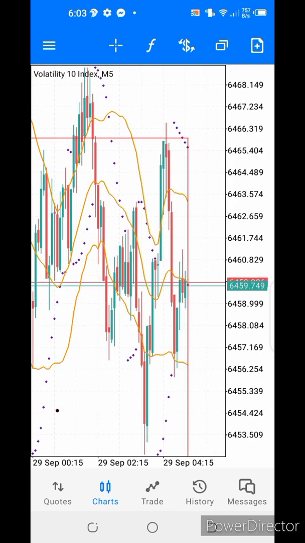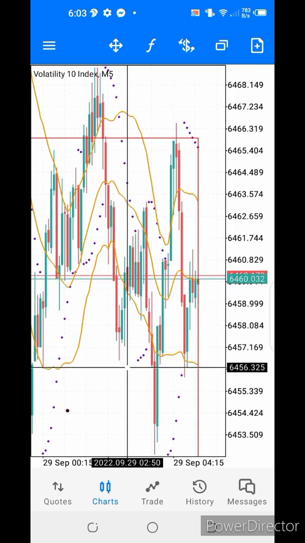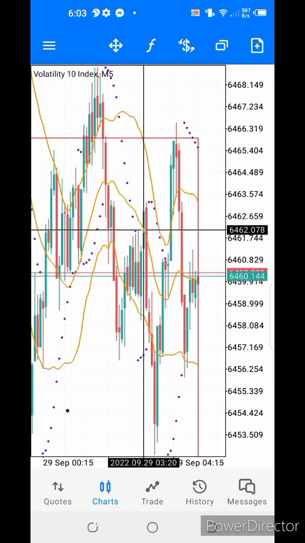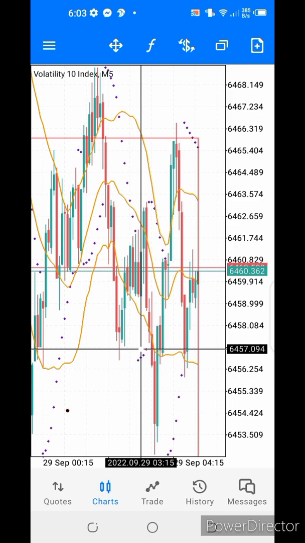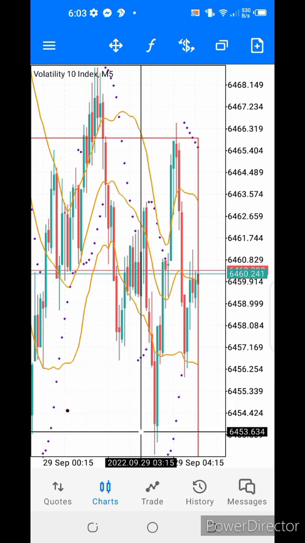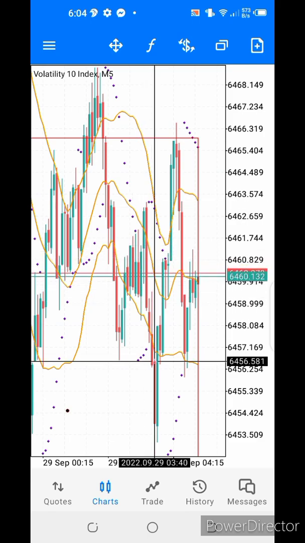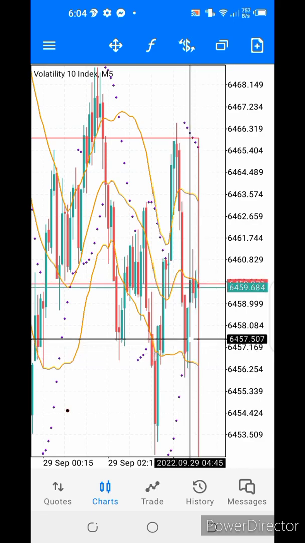So we have a pullback again. Can you see that? We have a pullback and the market reverses. So what happened in the next 20 minutes? We have another sell signal. See, it triggered there again and the market came down. Can you see it now? Before, we had another pullback. So we won this trade. This is another one. Another sell, but it's pulling back already.